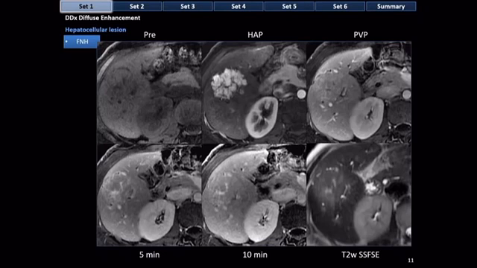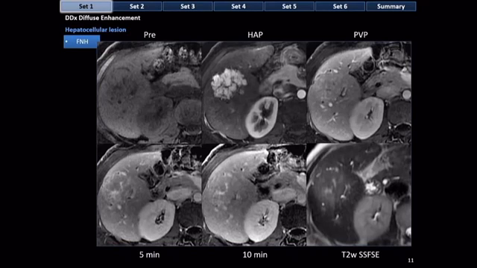Notice that this mass virtually disappears in the portal venous phase, and by 5 minutes and 10 minutes, the mass has essentially disappeared, with the exception now of this central scar that is now enhancing with the extracellular agent. And the reason for that enhancement is that that scar is not just fibrous tissue. That scar has watery spaces and venules and large extracellular spaces, and the extracellular agent gradually pools in those extracellular spaces, causing enhancement of the scar on the delayed images.